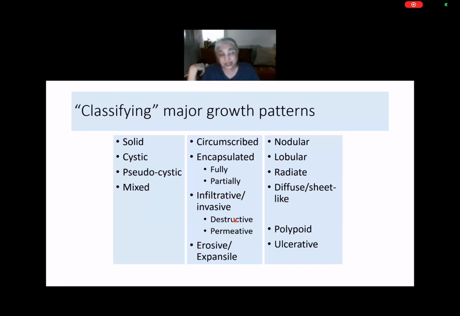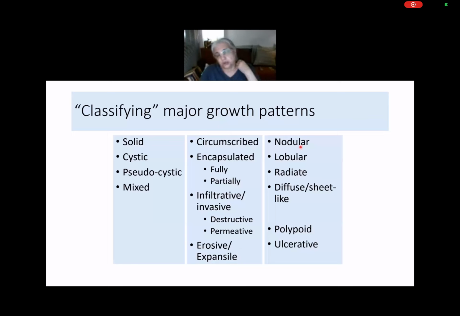There are two kinds of infiltration, and that's very important for diagnosis. That's a pattern of infiltration: one is destructive, and the other is permeative. Infiltrative, invasive, capsulated and encapsulated may happen in many things: abscesses, tumors, cysts. But when you have an erosive or an expansile pattern of growth, it is usually a tumor. Yes, you can say that aneurysms erode, but that's not what you're going to see in histopathology.